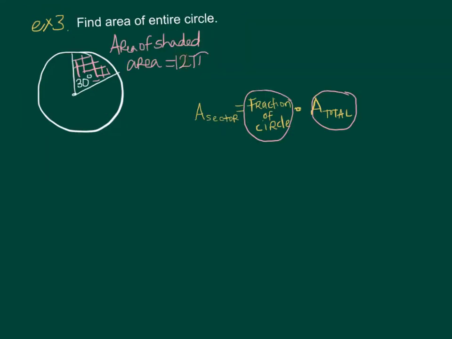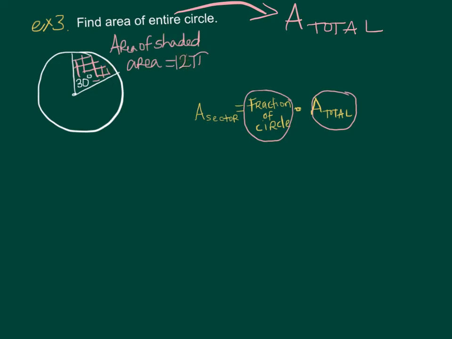This question is related to example 2, but a little trickier. Now the first thing I'm going to do is read the directions. It would say, find the area of the entire circle. They're asking us to find the total area. Now here's what's given. They gave us this diagram. I know that this section, this little piece right here, represents 30 degrees out of a total of 360 degrees. And they gave me the area of just this shaded piece.